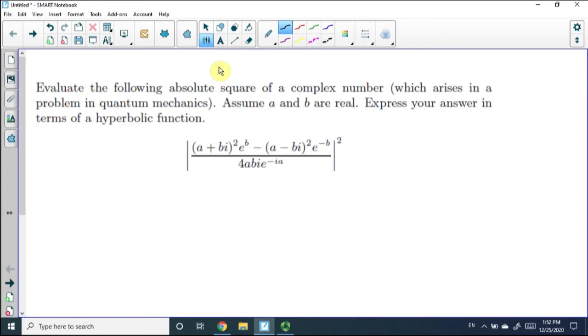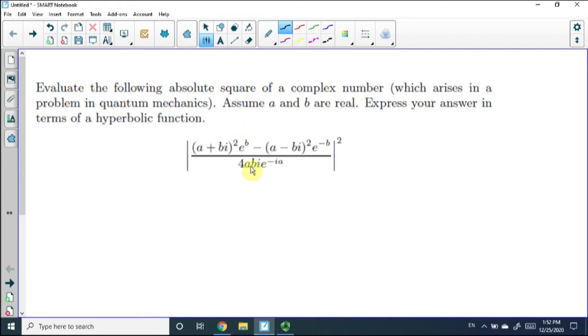Hi, in this video I will solve an elementary problem in complex algebra. We have the following question: evaluate the following absolute square of a complex number. This problem arises in quantum mechanics. In the expression you see here, we have a and b, and we will take a and b to be real numbers. After that, express your answer in terms of a hyperbolic function.